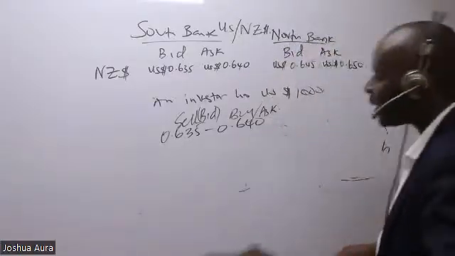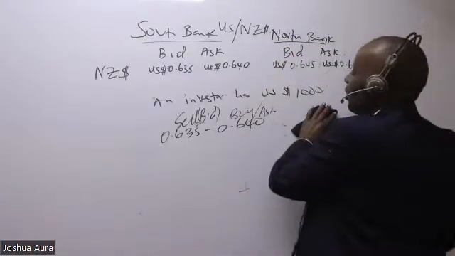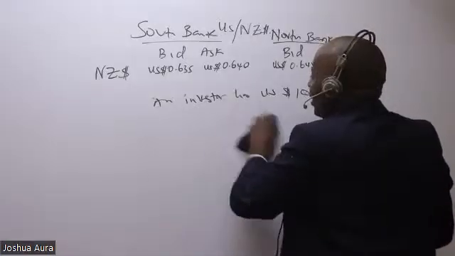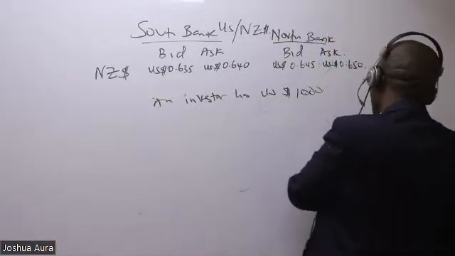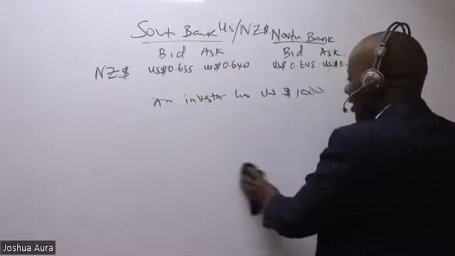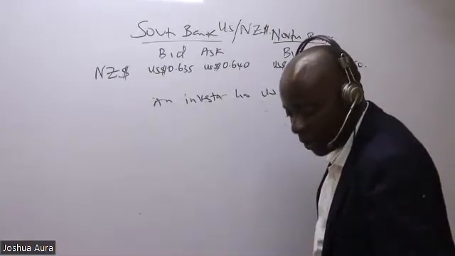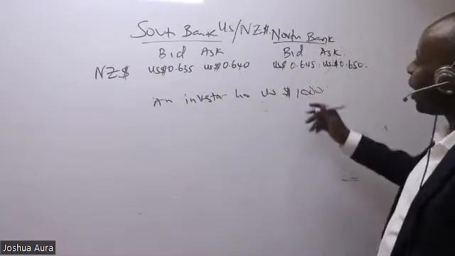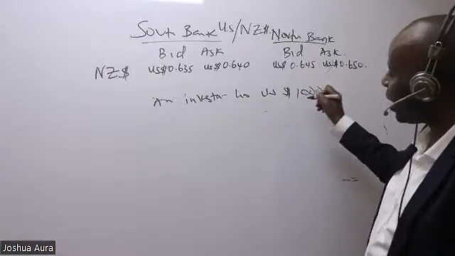Now, ladies and gentlemen, please listen to me very well. We have here 1,000 US dollars. So these are 1,000 US dollars in this world called New Zealand. We are going to sell. The investor is going to sell this to the bank.